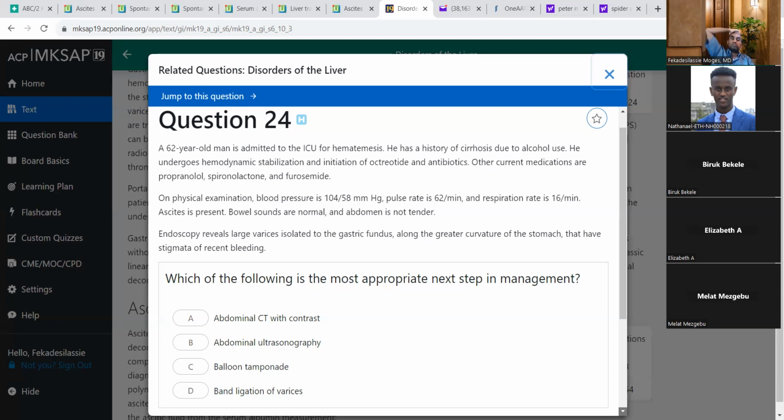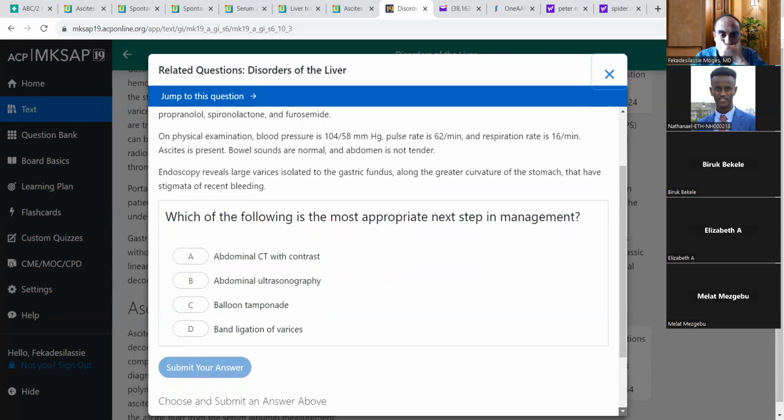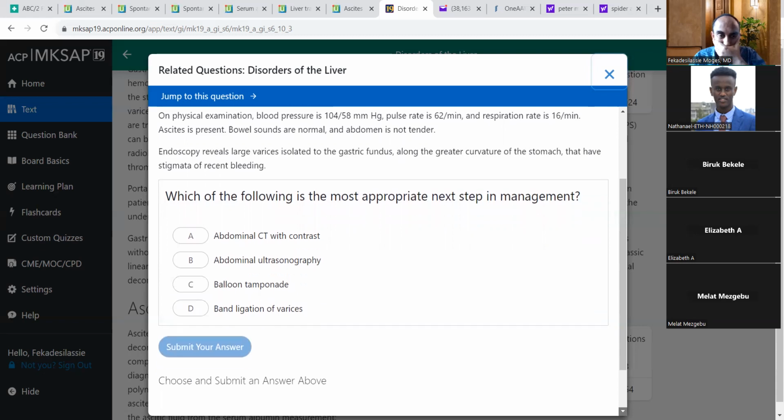Endoscopy reveals large varices isolated to the gastric fundus along the greater curvature of the stomach that have stigmata of recent bleeding. Which of the following is the most appropriate next step in management? A. Abdominal CT with contrast. B. Abdominal ultrasonography. C. Balloon tamponade. D. Band ligation of the varices.